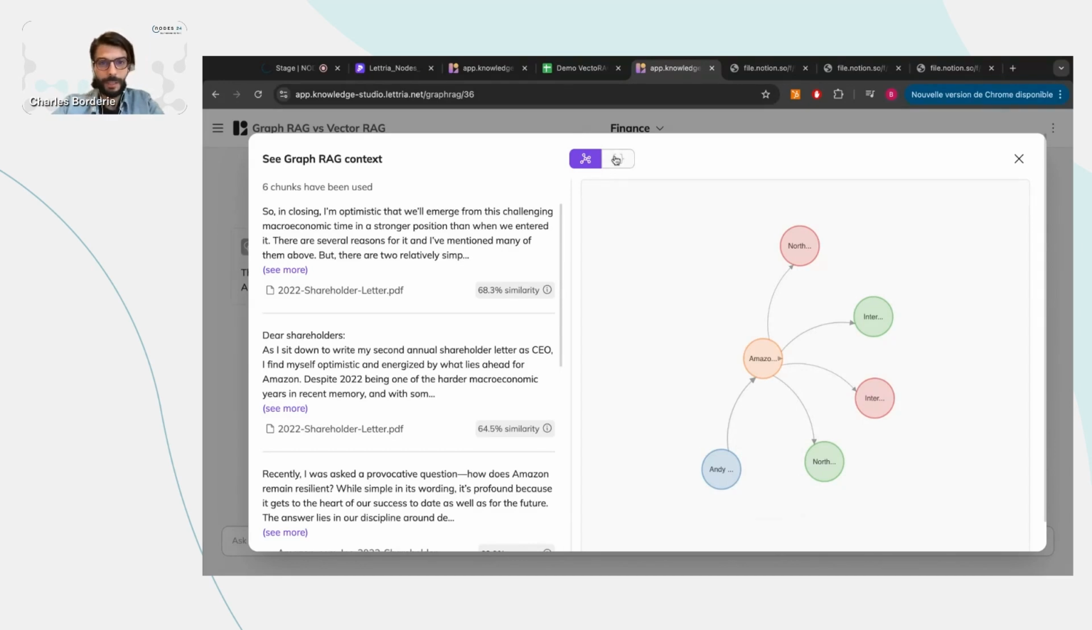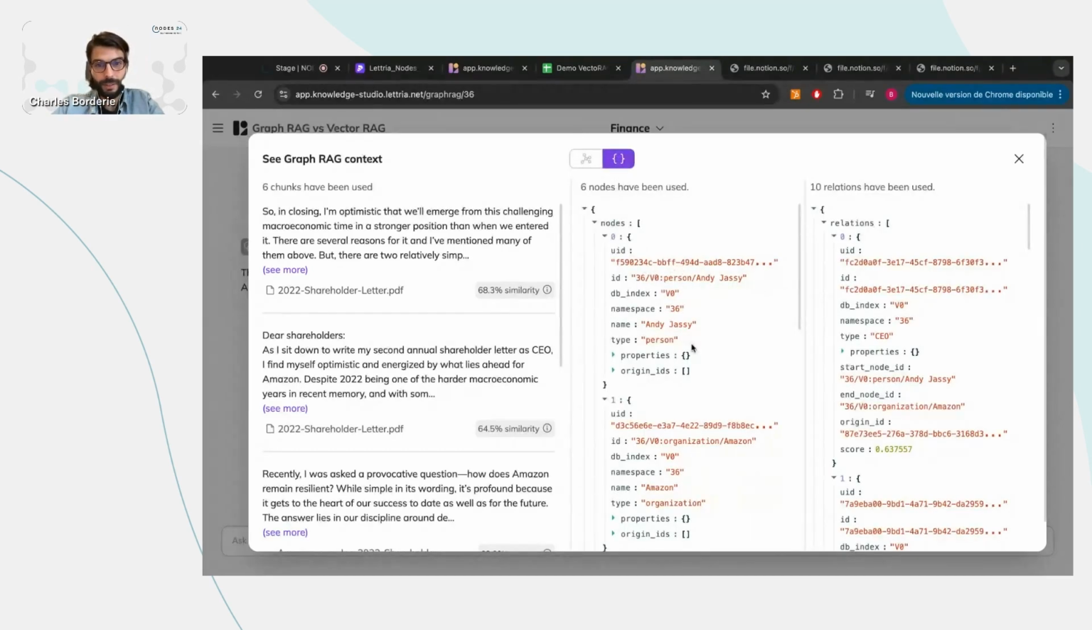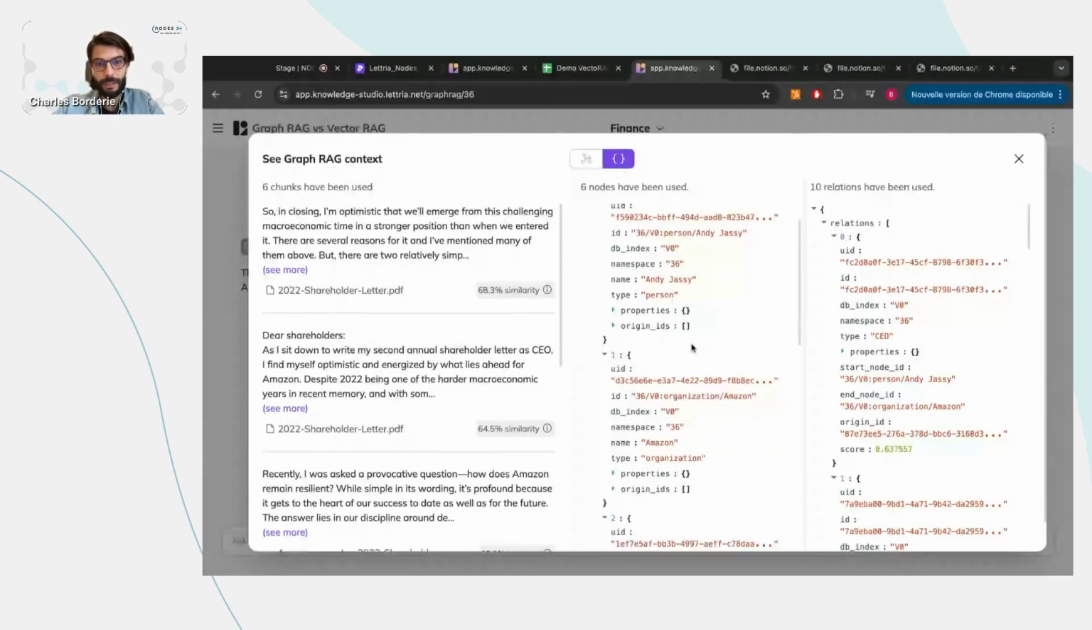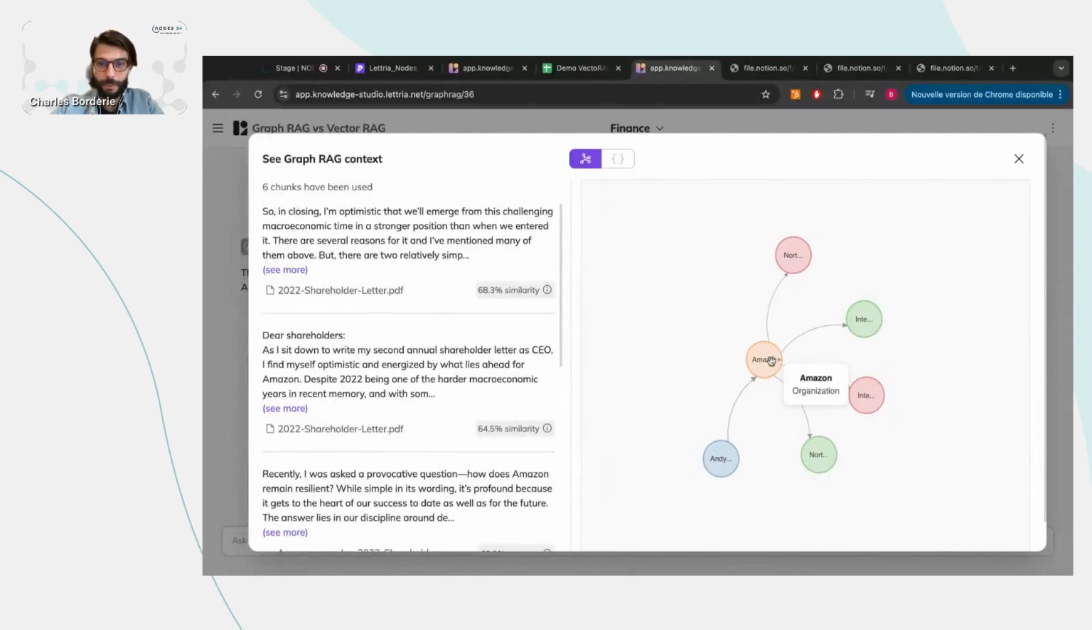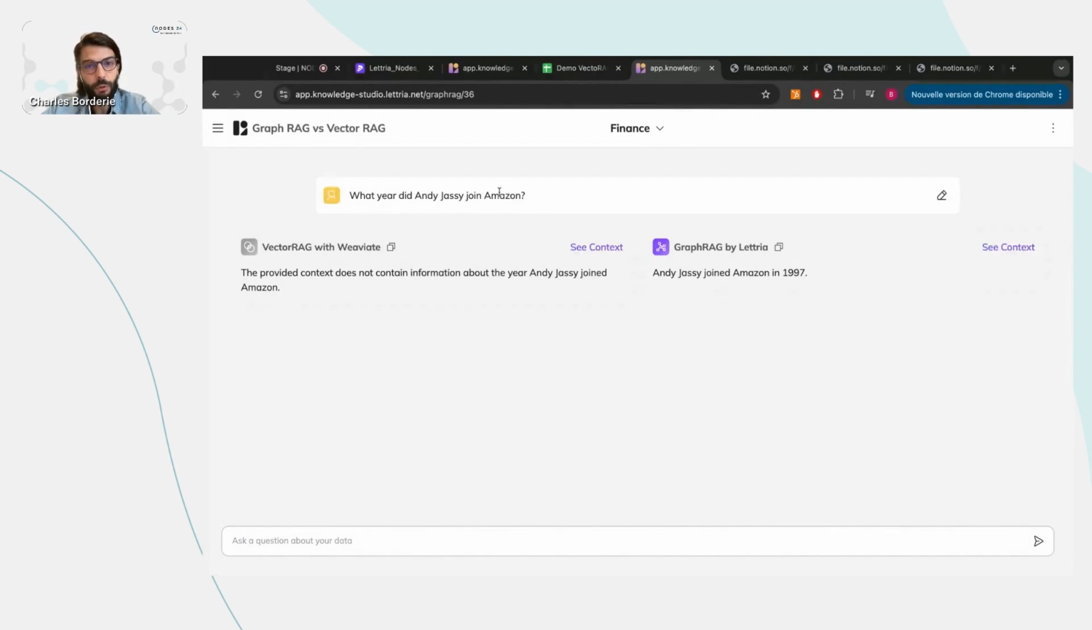So here you can see that you can also, of course, navigate into the JSON file. In that specific area, I presume that we are more familiar with this visual aspect. I mean, it's easier for a human to read. But this is a first question where you can see that GraphRAG can clearly make the difference.